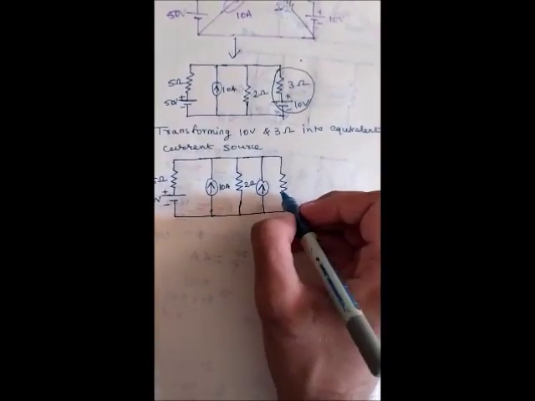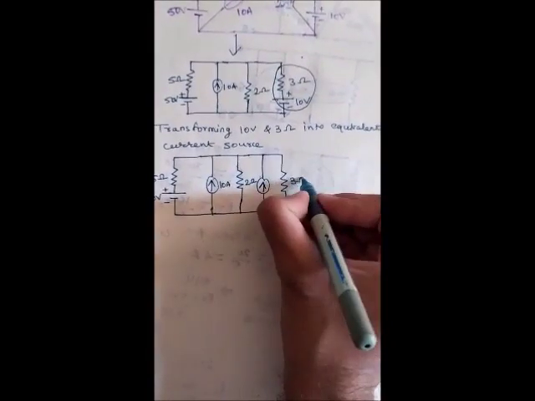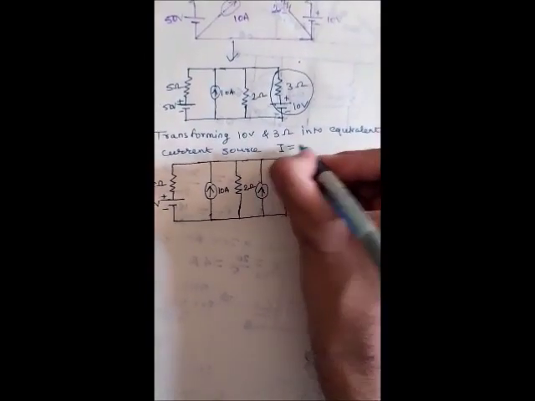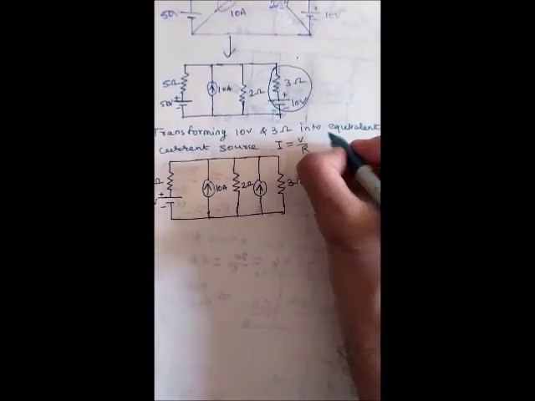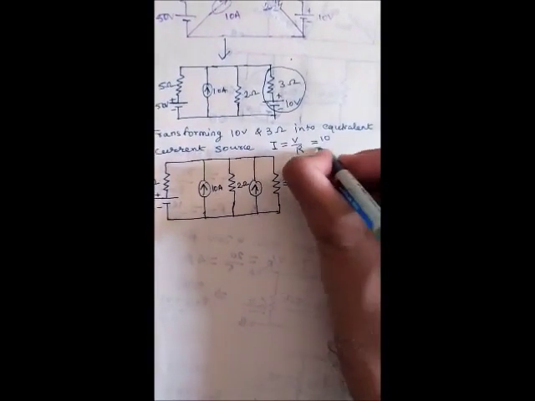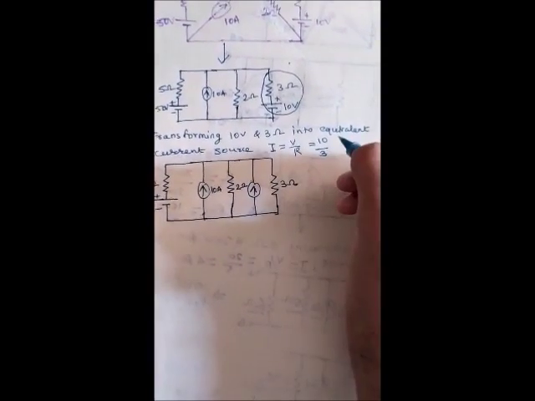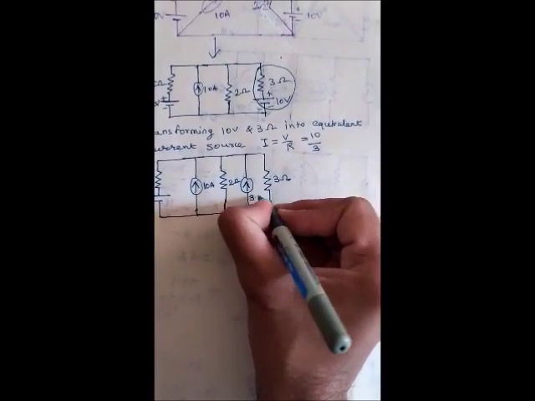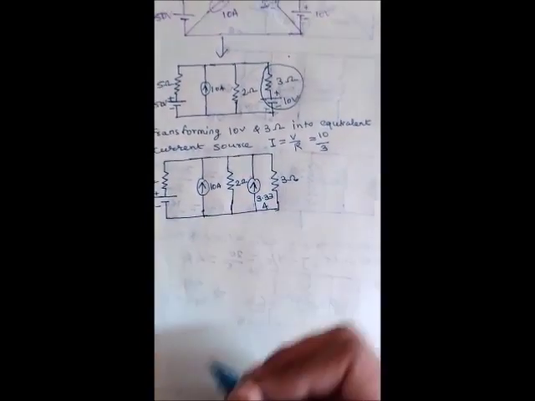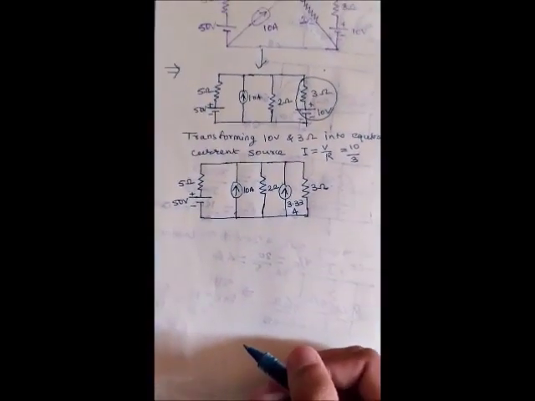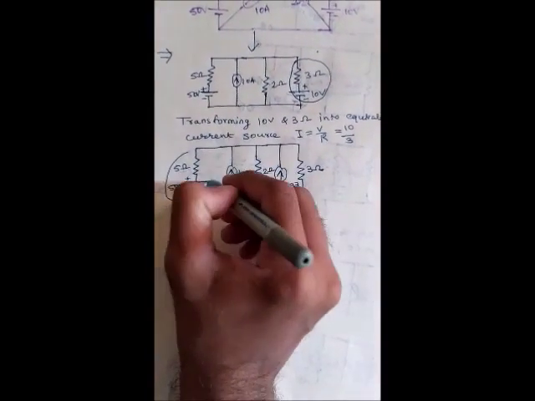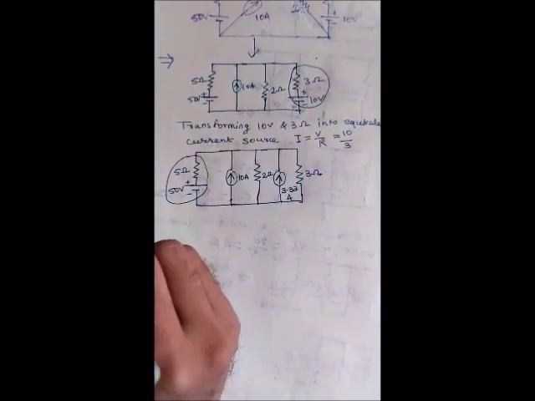So now this current source, and this is a resistor of 3 ohm. Now to find out the current source, I equals V by R. So 10 by 3 becomes 3.33 ampere. So this current source is of 3.33 ampere. Now transform this voltage source into a current source.